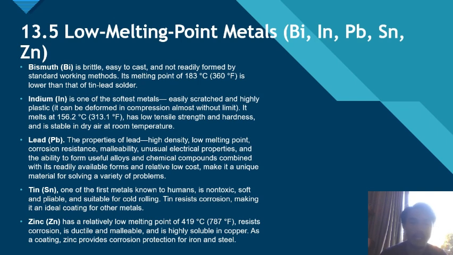The low melting point metals. Bismuth, Bi, is brittle, easy to cast, and not readily formed by standard working methods. Its melting point of 183 degrees Celsius, which is like 361 degrees Fahrenheit, is lower than that of tin-lead solders.